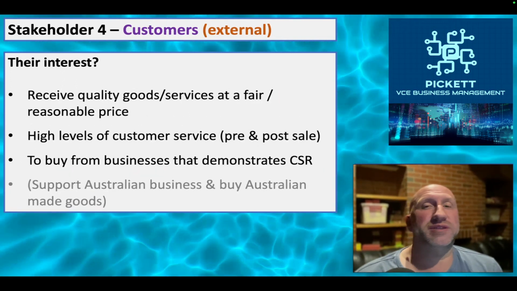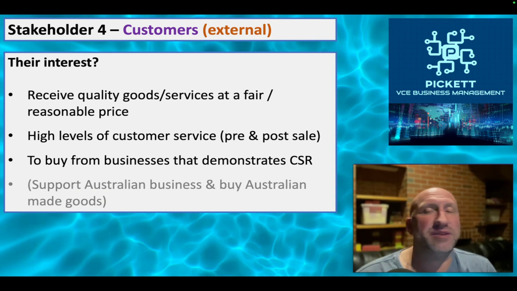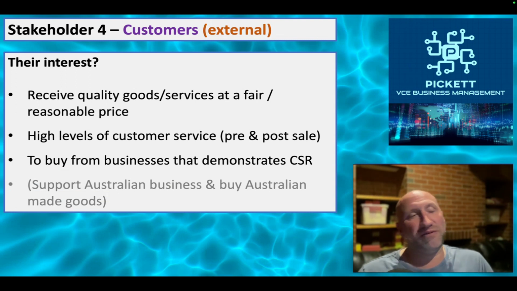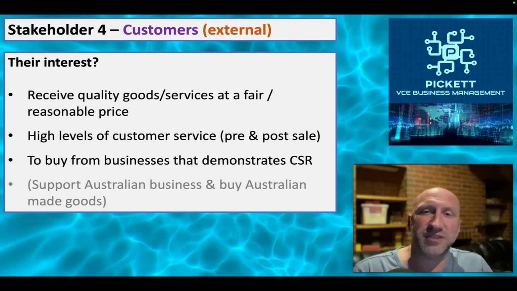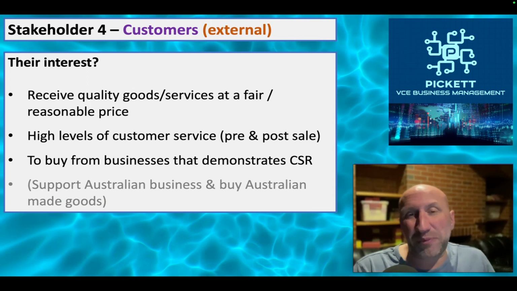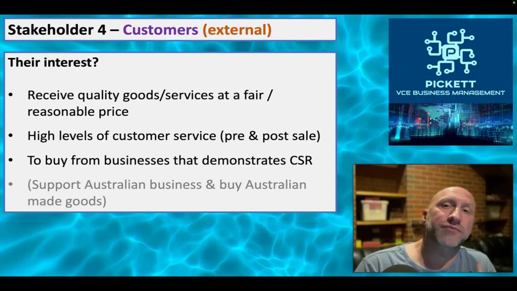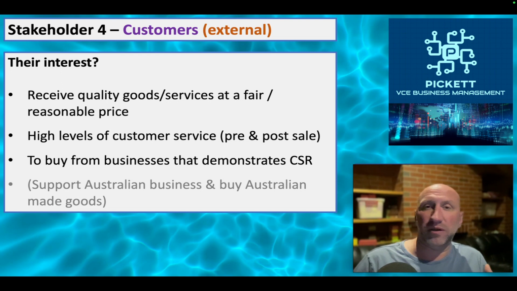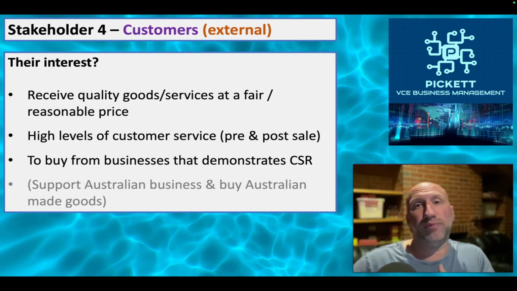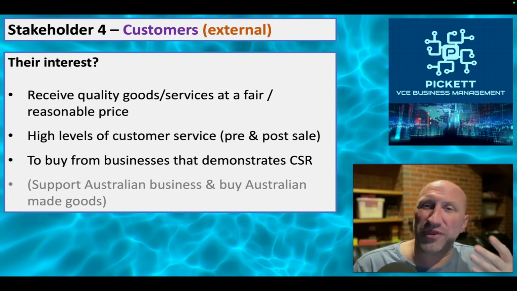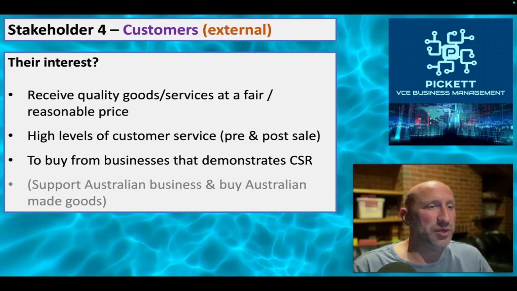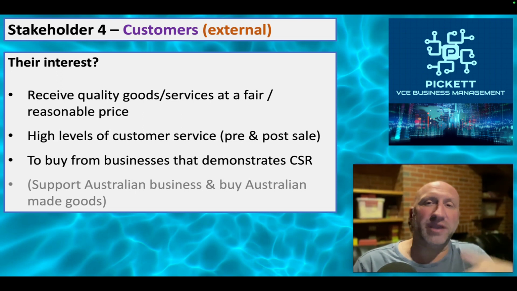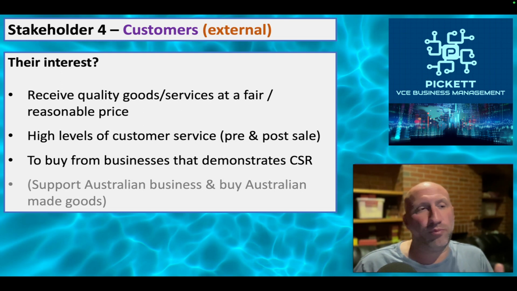Stakeholder 4, customers. Now we're moving external to the business. So these are part of the external environment using that Year 11 language. So what is a customer's interest in a business? Probably number 1, they want to receive quality goods and or services, whatever it is they're buying from that business, at a fair or reasonable price. So if you think about any business that you interact with as a customer, so you basically shop at that business, number 1 thing you're probably looking for is exactly that.